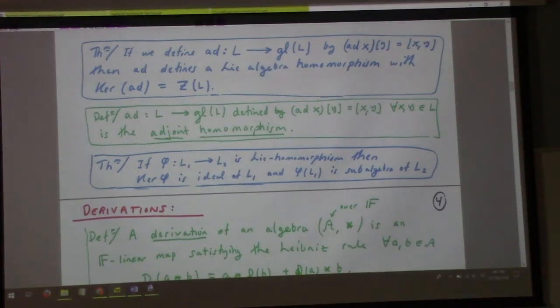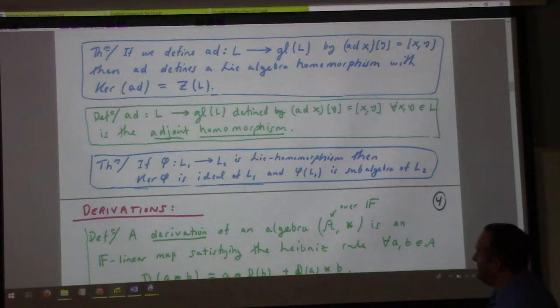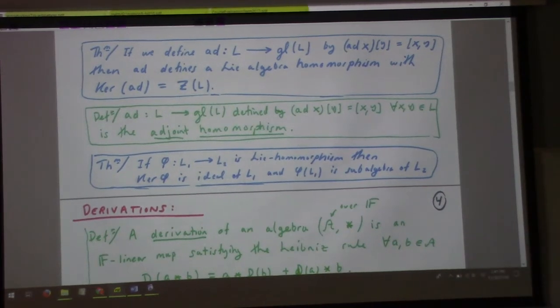So if we have a mapping from L1 to L2, a Lie homomorphism, then the kernel of phi is an ideal, and the image of L1 is a subalgebra of L2. So this feels like familiar ground. This is part of the first isomorphism theorem, right?